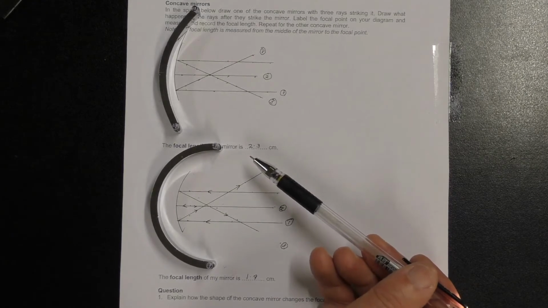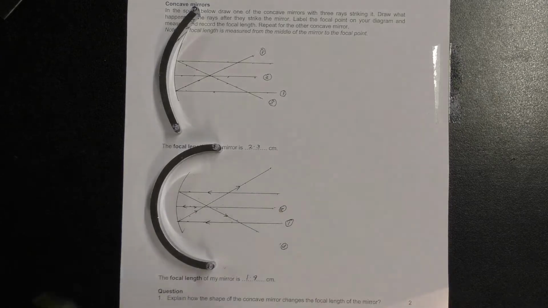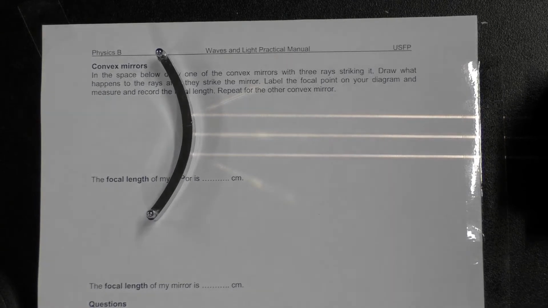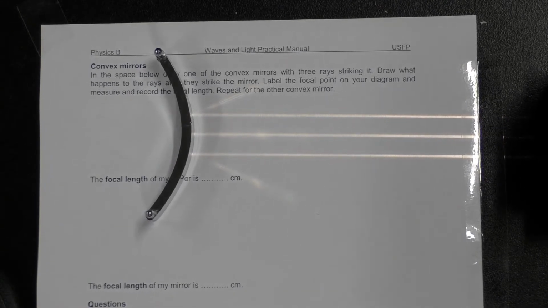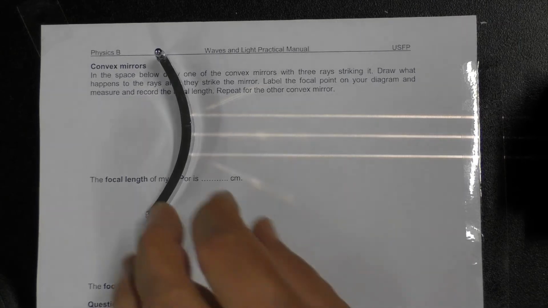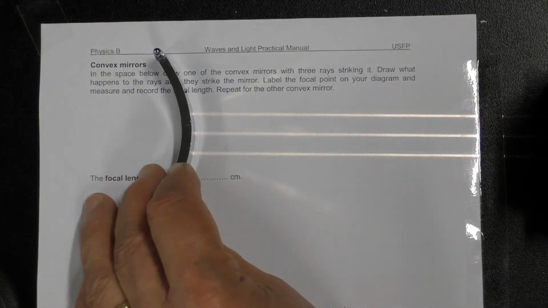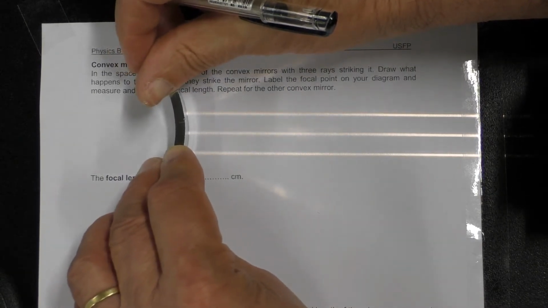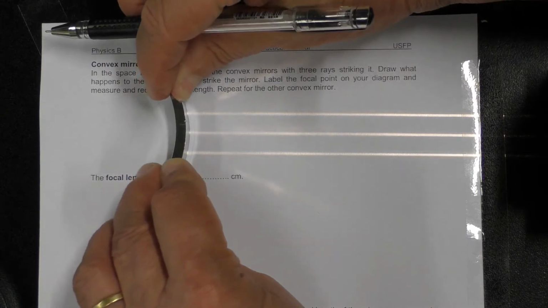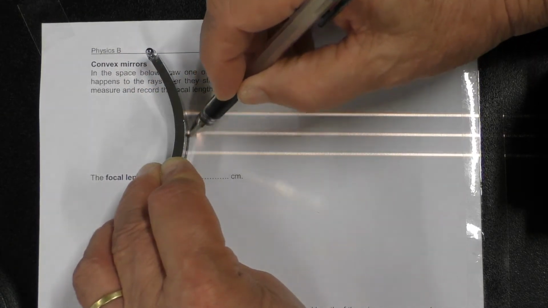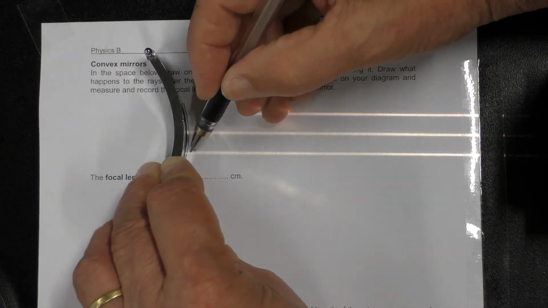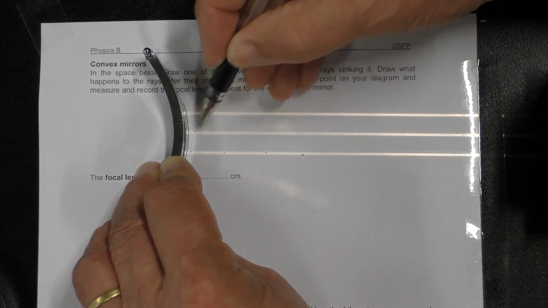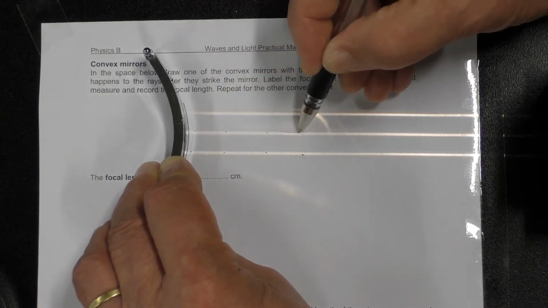Let's have a look now at the convex mirror. We're ready now to have a look at what happens when parallel rays hit a convex mirror. And what I'll do is hold this in place as best I can and draw the rays of light, and first of all, of course, draw the mirror, and then put these dots here to mark the position of the rays.